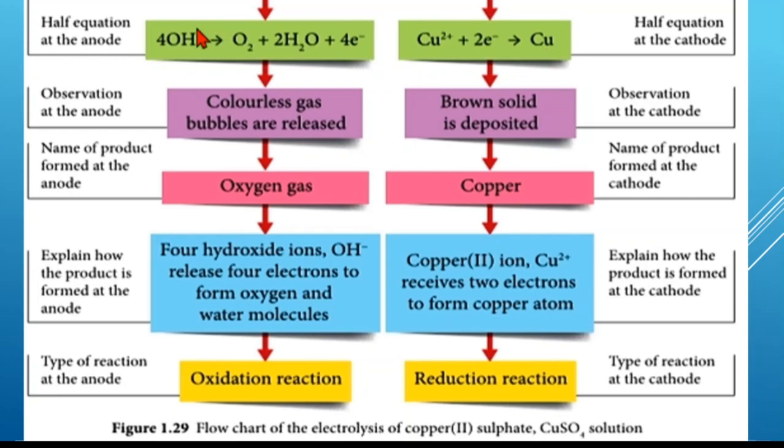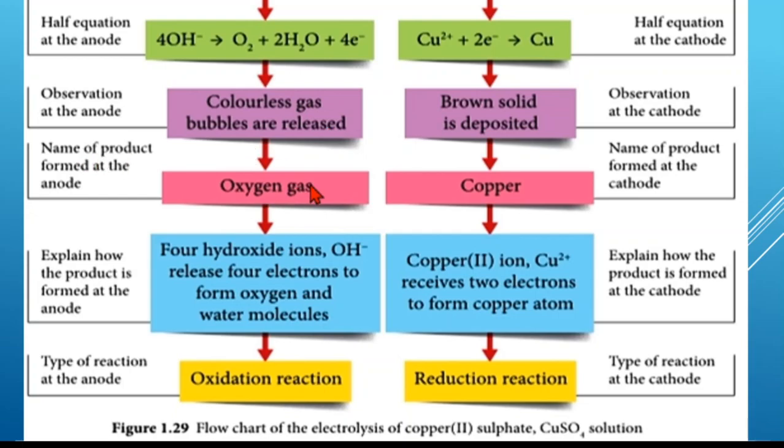So, reduced, right? Discharge means that here the OH has a charge, and here it has no charge anymore. It becomes water and produces oxygen. Here Cu2 plus has a charge, so here it has been discharged, meaning no charge anymore. Cu. Okay. So, observation at the anode: colorless gas bubbles are released.